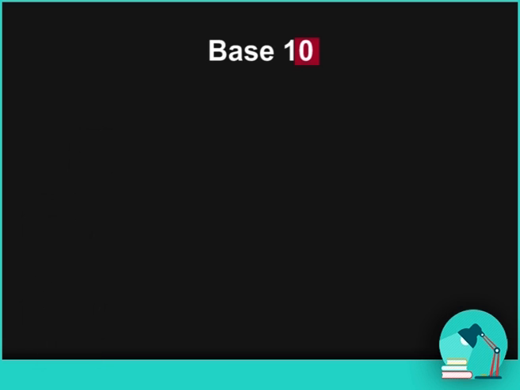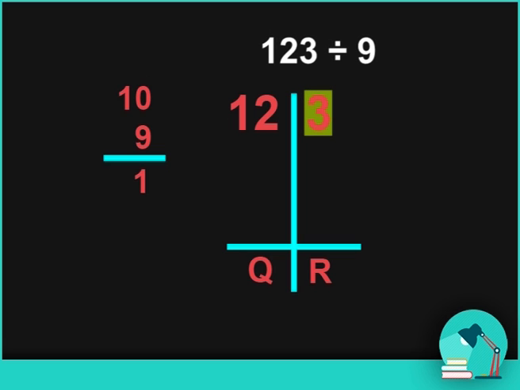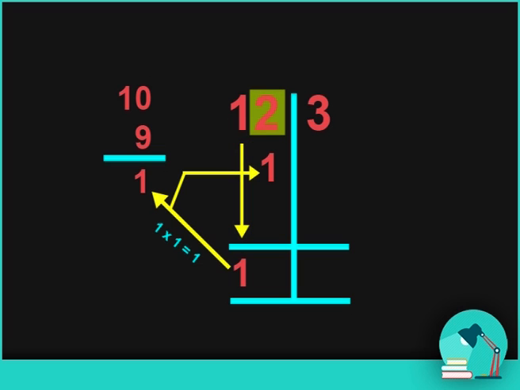What is the base in this question? The base is 10 and it has 1 zero. Therefore, we split the dividend in such a way that right hand side of the dividend has 1 digit. Now, we are left with 2 digits on left hand side of the dividend. We bring down the first digit 1 as it is.